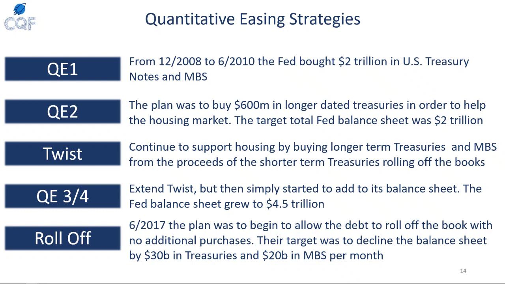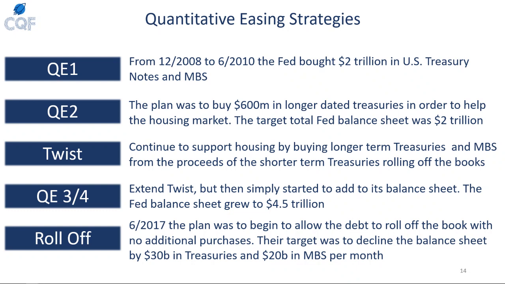QE2, the Fed realized they really need to boost the housing market. And I mentioned they have limited control over the long end of the yield curve, 30-year bonds. Well, what's your mortgage rate based upon? Most people have a 30-year mortgage. They really wanted to decrease the rate on the long end of the yield curve. In order to do that, they had to increase demand for long-term bonds. So the plan was to buy $600 million in longer-dated treasuries in order to help the housing market. At this point, the Fed balance sheet was about $2 trillion.